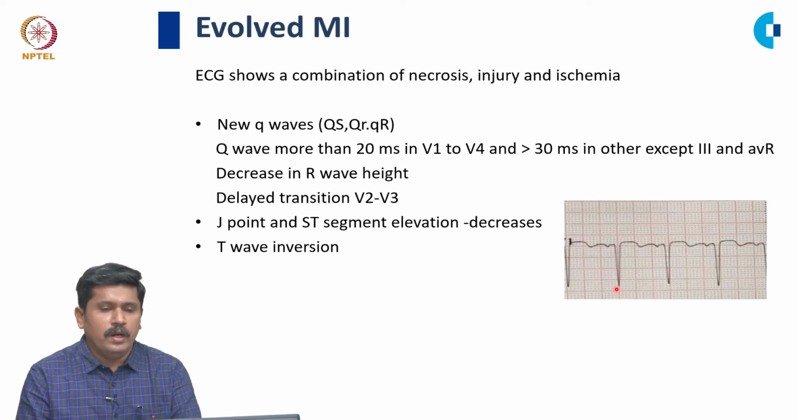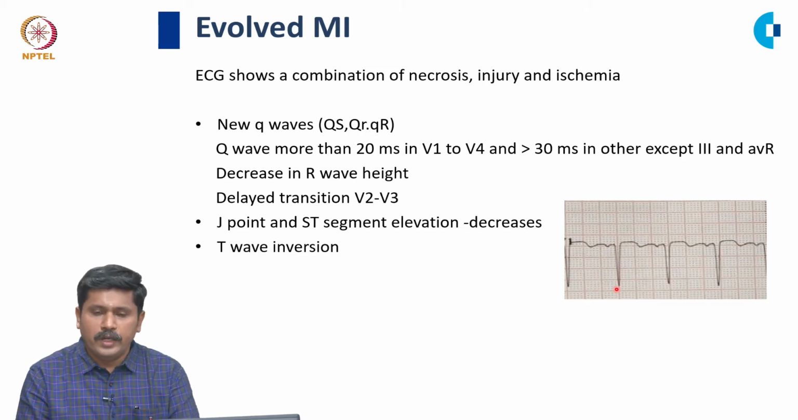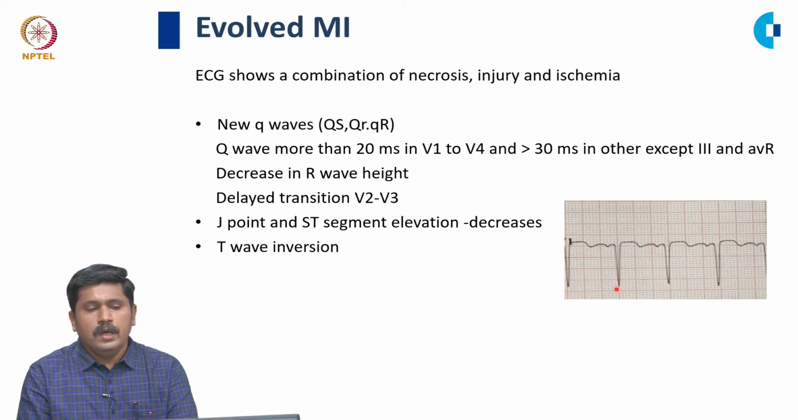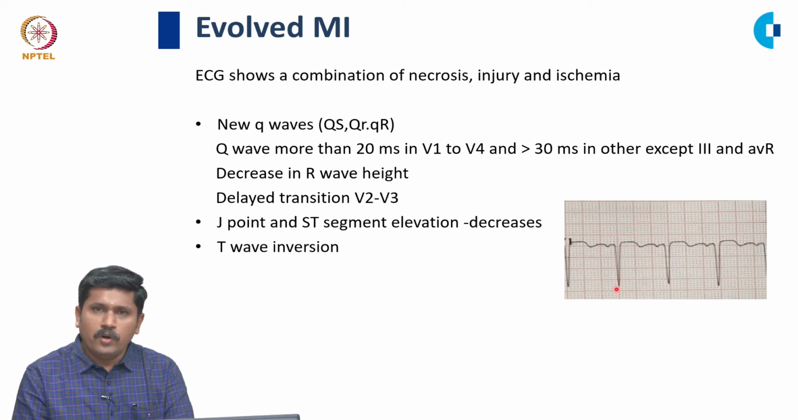So, the next phase is the evolved MI that occurs over a period of hours to days after an episode of acute myocardial infarction. The ECG shows a combination of necrosis, injury and ischemia. The necrosed area is shown in the ECG with the development of a new Q wave. That is, it can be either a QS complex, a capital Q small r, or a small q capital R complex. Any Q wave more than 20 milliseconds in lead V1 to V4 or more than 30 milliseconds in other leads is considered significant, with the exception of lead 3, because in lead 3 even normally you have a small Q wave. Any Q wave more than 40 milliseconds in lead 3 with additional Q waves in lead 2 and AVF indicates an old myocardial infarction.